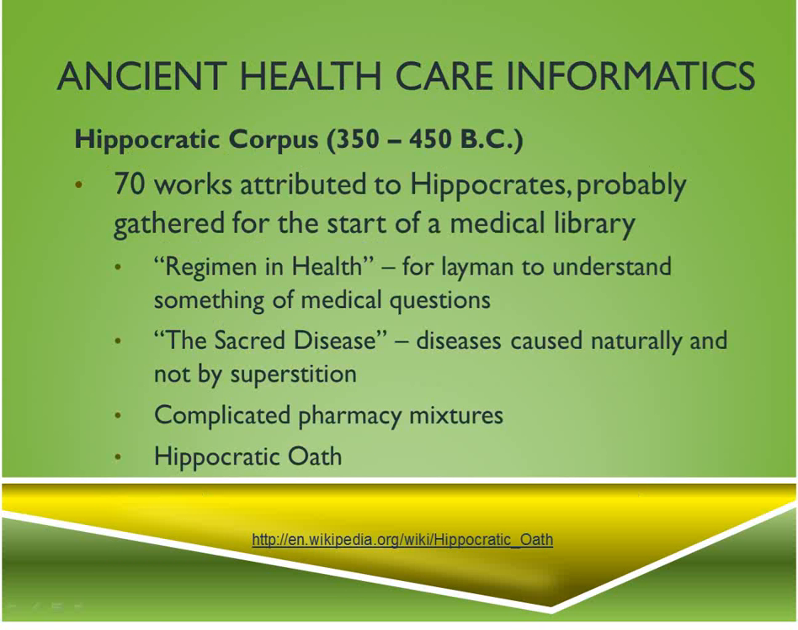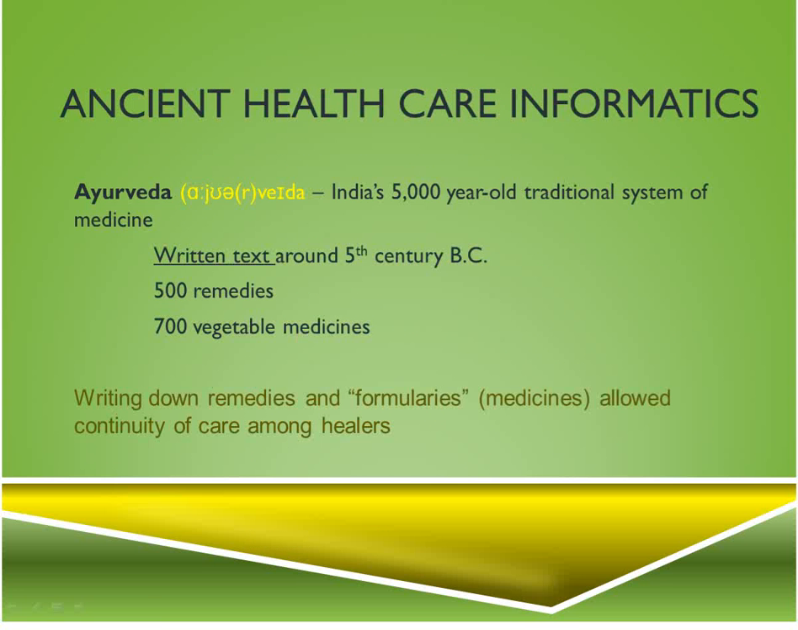So how did this all start? Well, informatics, if we think about it as the classification, storage, and retrieval of information, has been going on for thousands of years. We can look at Hippocrates, right? The Hippocratic Oath. Hippocrates has over 70 works that talk about the regimen for health, sacred diseases, and complicated pharmaceutical type mixtures, herbal remedies. All of that was classified and stored in a format that people could retrieve so it could be shared.